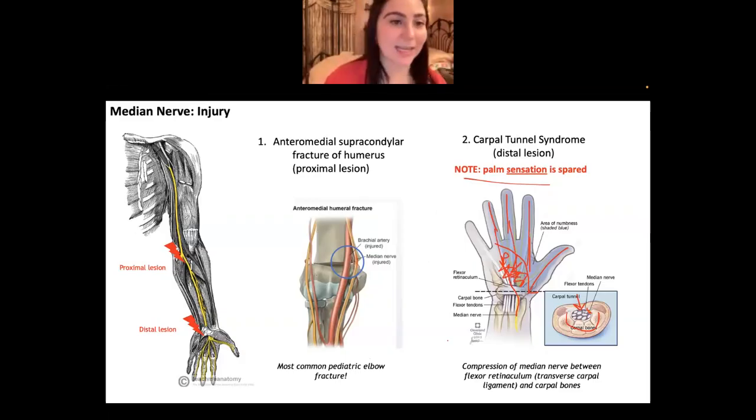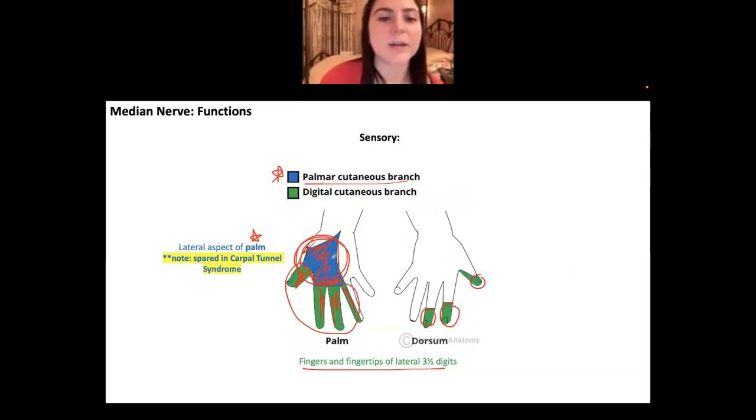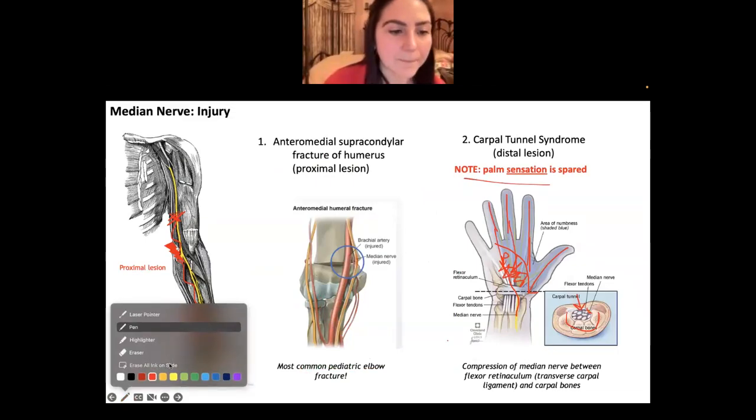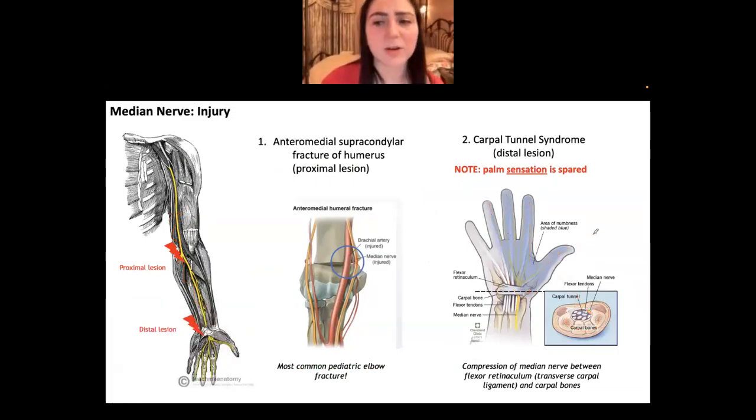It absolutely can be compressed if you get a proximal lesion. If you get a proximal lesion, all of this is going to get affected. That's why when you see loss of sensation, the palm is drawn. It's just specifically when you have carpal tunnel, which is right where the flexor retinaculum is pressing on the median nerve, that you get only the green and not the blue. Hopefully I'm explaining that okay. I'll show you an image. Maybe that'll help. But carpal tunnel is asked a lot.